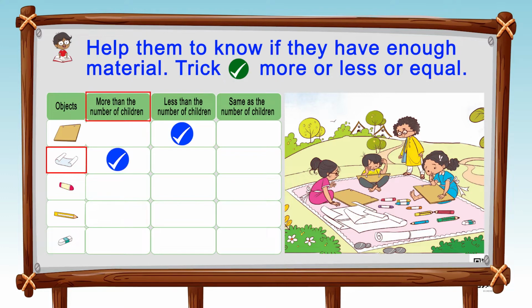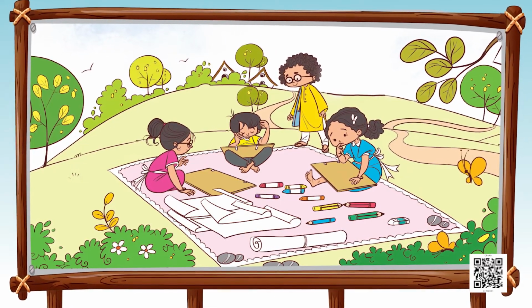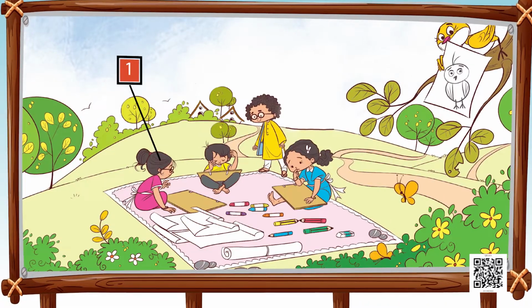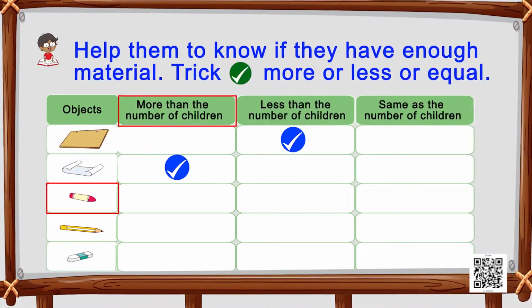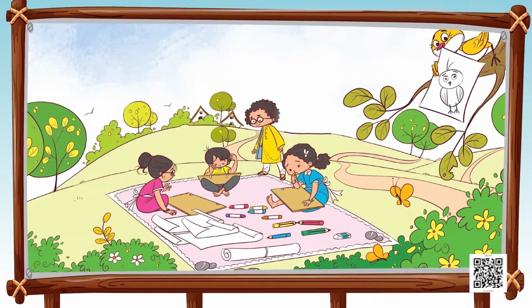Our third object is a crayon. Now let's see how many crayons we have. Let's count them and accordingly tick if it's less than the number of children, same as the number of children, or more than the number of children. Moving on to the next object, it is a pencil. Similarly, we have to count the number of pencils that we have and put a tick if it's the same as the number of children, less than the number of children, or more than the number of children.